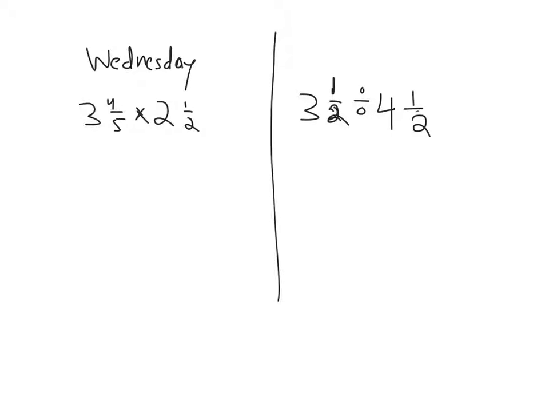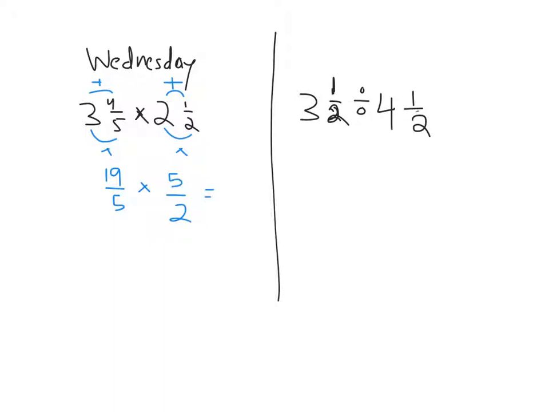All right, so we're going to multiply these mixed numbers together. First step, we need to convert from mixed to improper. 5 times 3 is 15. Add the top, and you're going to get 19. 15 plus 4 is 19. 5's on the bottom. Now we're going to multiply 2 times 2 is 4, plus 1 is 5. So we have 5 over 2, 5 halves.